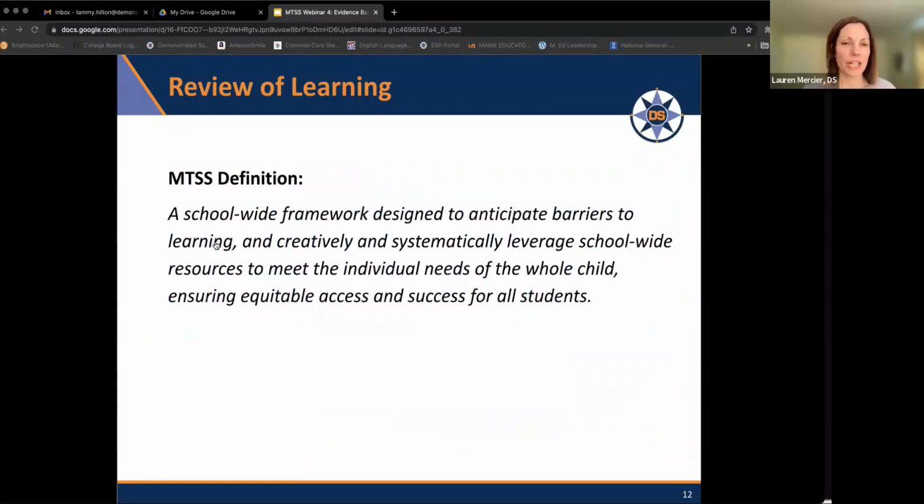So this is our definition. We really do feel like this framework is a school-wide framework, of course, that it really is designed to anticipate barriers to learning for students. And we encourage folks to be creative and to systematically leverage school-wide resources to meet the needs of students, right? That whole child, which we have talked about quite a lot, right? Considering academic, social, and behavioral elements and different realms of the whole child, right? And really, we look at that to ensure equitable access and success for all of our students.